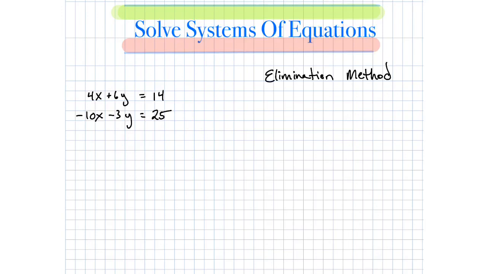Well, we could see that if we take this second row and we multiply by 2, that'll give us a negative 6. 6 plus negative 6 will equal 0. So that's one idea we could do. We could say R2 times 2.